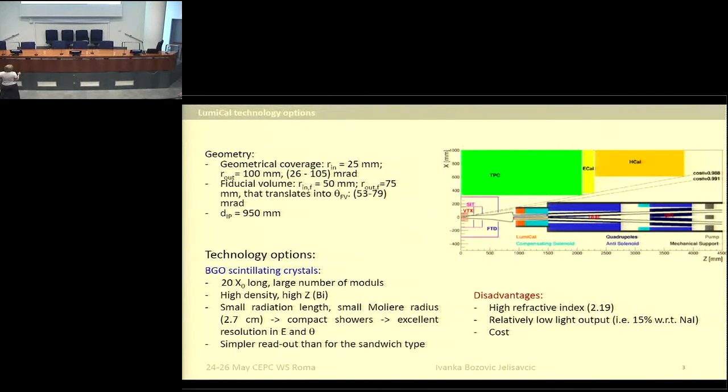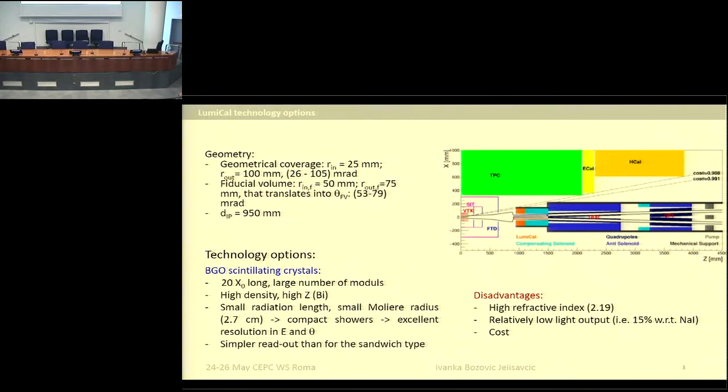Okay, this is a very familiar drawing that we saw so many times in the course of this workshop. As you know, LumiCal is placed at the distance of 950 millimeters from the interaction point. Its geometrical coverage translates into a fiducial volume between 53 and 79 milliradians, where the shower is fully contained. Two technology options are currently considered: BGO scintillating crystals, 20 radiation lengths long. Of course, they should be very modular.